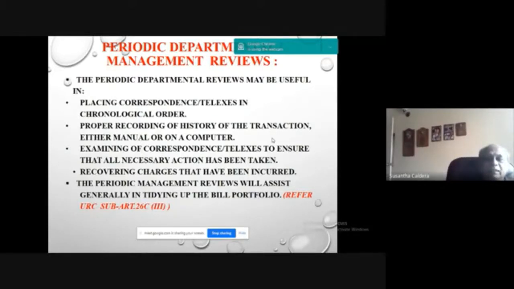Then examine correspondence and telexes to ensure that all necessary actions have been taken. Recover charges that have been incurred. Periodical management reviews will assist generally in tidying up the bill portfolio. If you do it through periodical management reviews, we can tidy up the bill portfolio. We can reduce it.